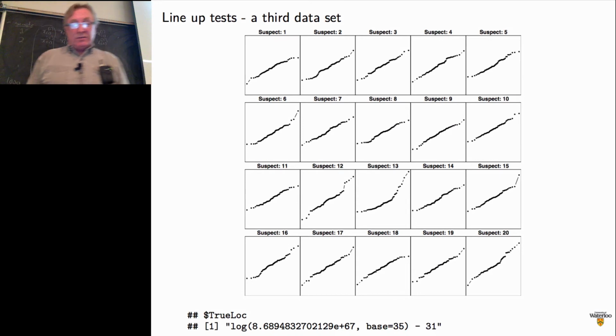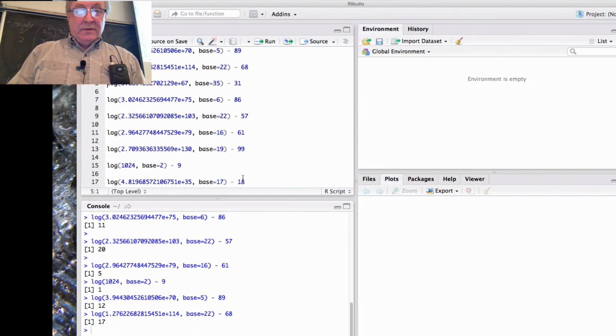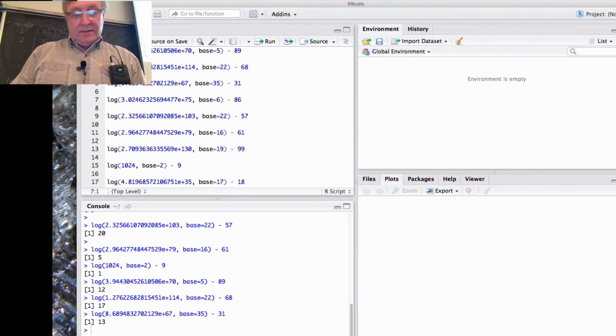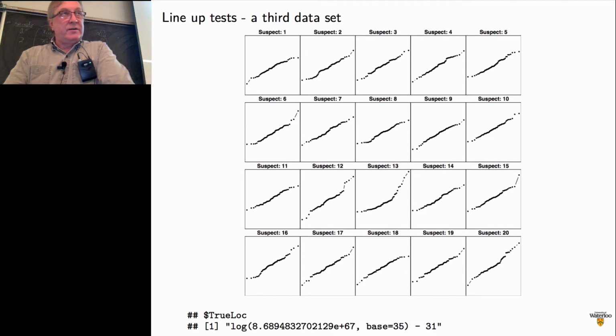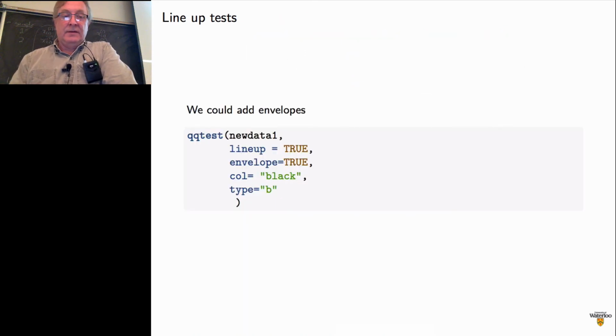So one last one. Anybody have a guess here? 13. And hopefully it's here. 13 it is. So that one we were able to pick out, or at least one person was able to pick out. So that's evidence against the hypothesis that this particular data set comes from the normal distribution. Okay? So that's one test statistic. That's the QQ plot that you're used to looking at, and you say, well, how would you do if we added envelopes?